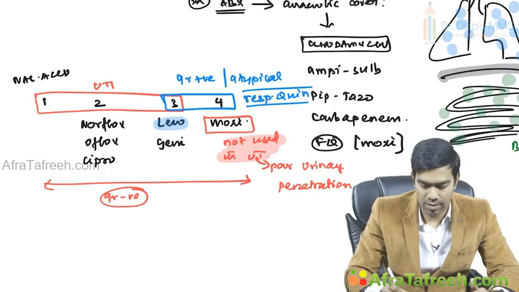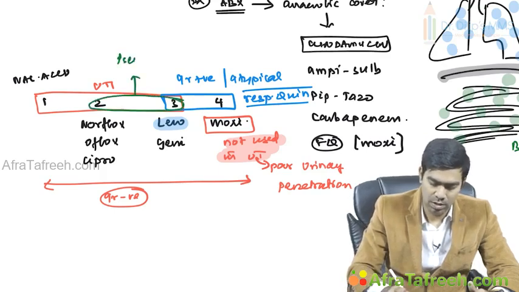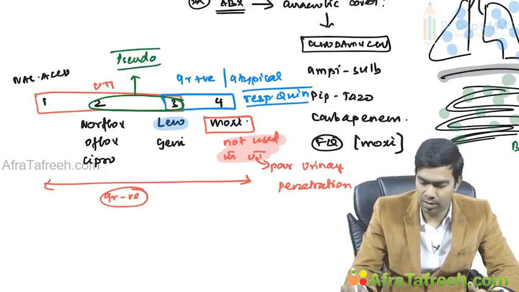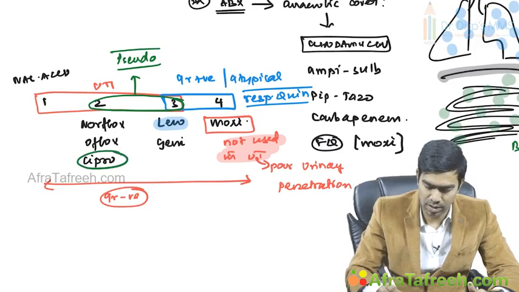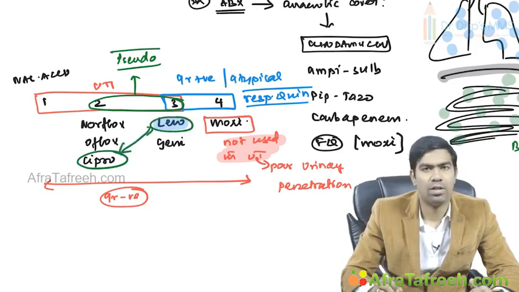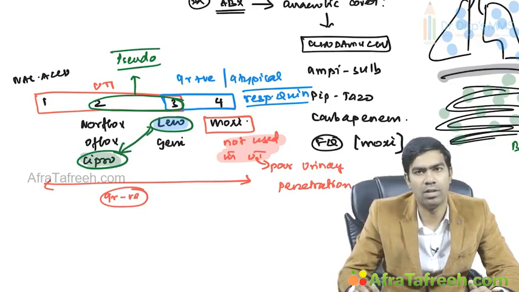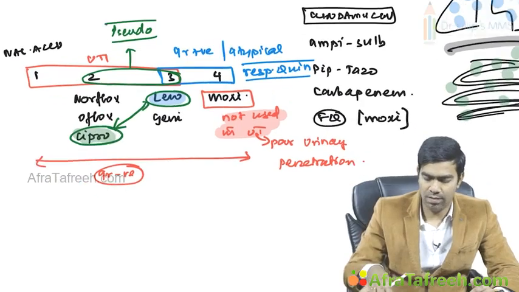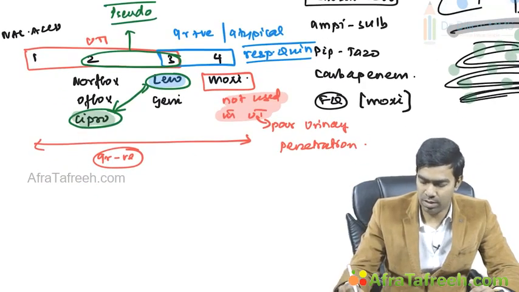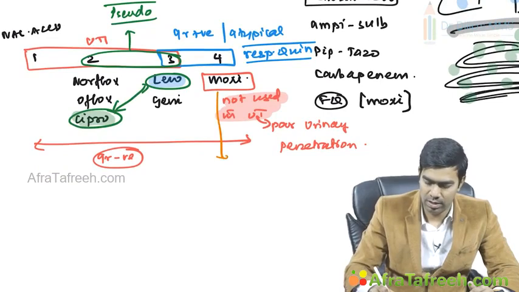What are the quinolones that have pseudomonal cover? The second and third generation quinolones have pseudomonal cover. In particular, ciprofloxacin and levofloxacin have a very good pseudomonal cover. Among the two, if you choose, I'll choose Cipro, which has a very, very good pseudomonal cover. And finally, moxifloxacin also has an atypical cover.